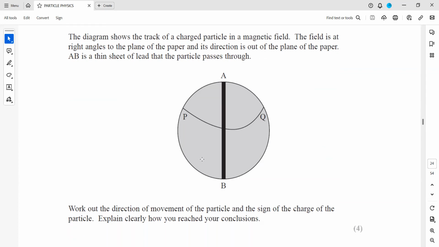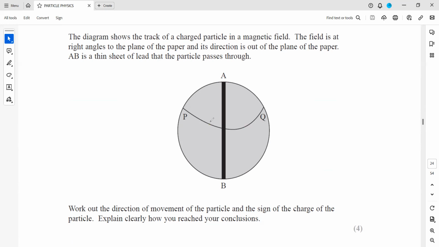First, work out the movement of the particle and the sign of the charged particle and explain how you reach your conclusion. So first thing, we have to identify whether the particle is moving from P to Q or from Q to P. How to identify this? You will use the idea that when the particle moves through lead, it will lose some of its energy. As it loses some of its energy, the radius of curvature will also decrease.